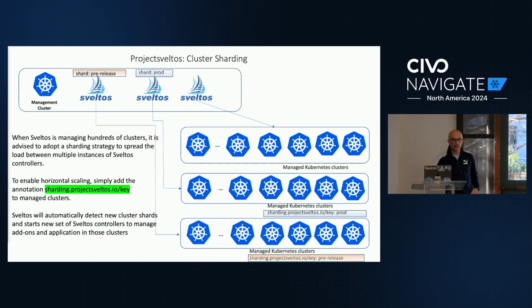Scale down works the same way. If you remove all the clusters with the annotation shard pre-release, Sveltos will remove one of the instances automatically. So you don't have to do anything. Just add the annotations on the label, and Sveltos will take care of scaling up and scaling down. And all these Sveltos resources are running in the management cluster, so as long as your management cluster has enough nodes for those pods to run, then you're good.